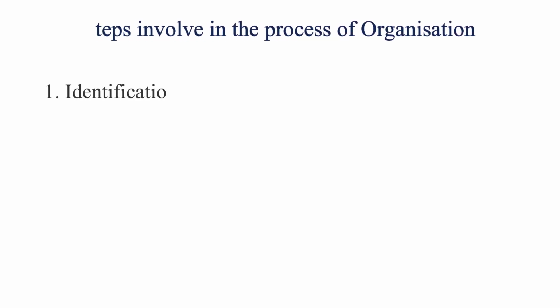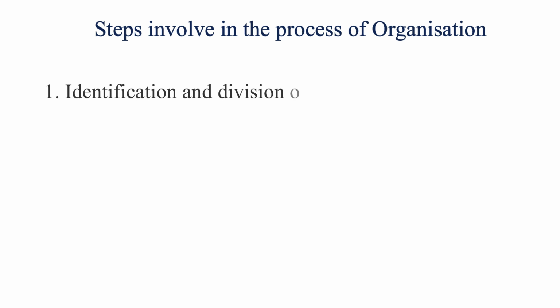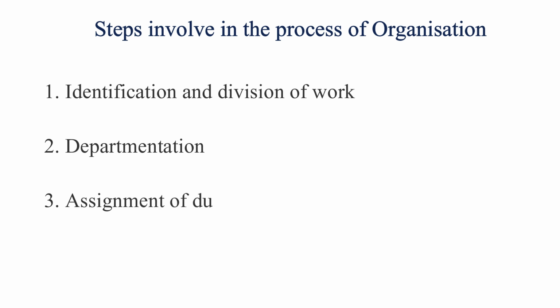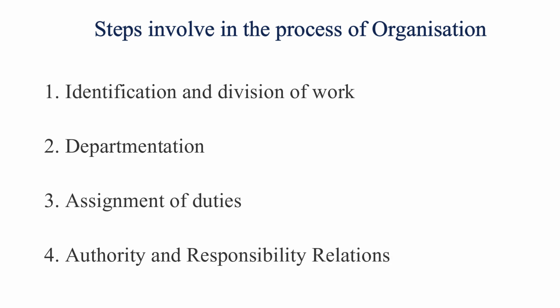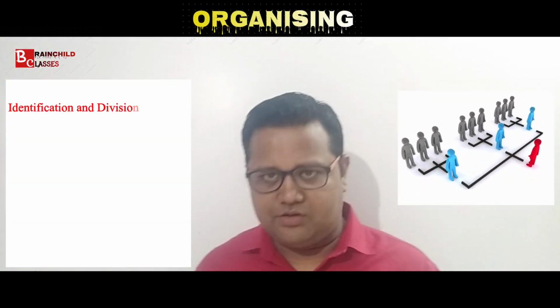Now next, the steps involved under organizing. When we are going to organize, what are the steps included? First one is identification and division of work. Number 2, departmentation. Number 3, assignment of work or duties. Number 4, establish authority, responsibility, relationship. These are the 4 steps of the organizing process. Number 1 is identification and division of work.